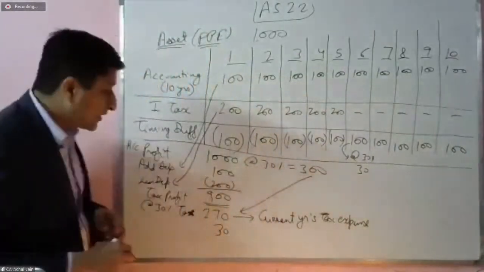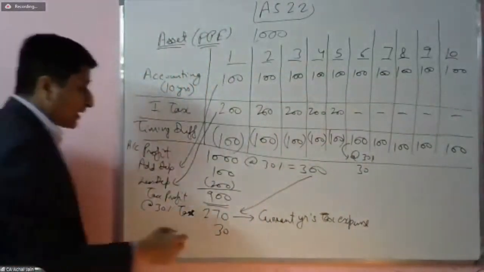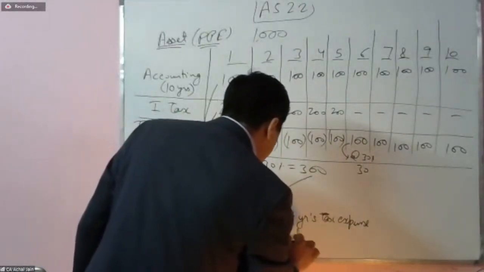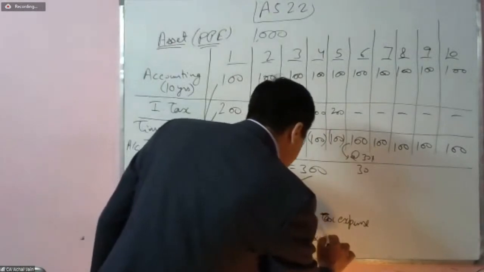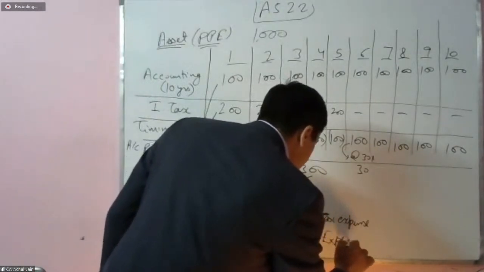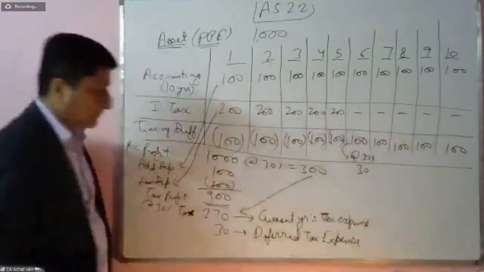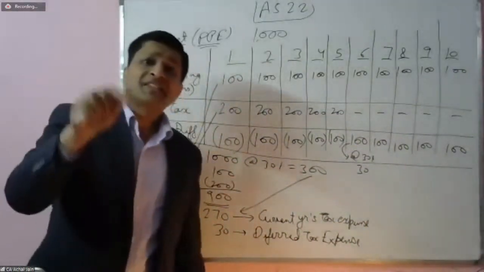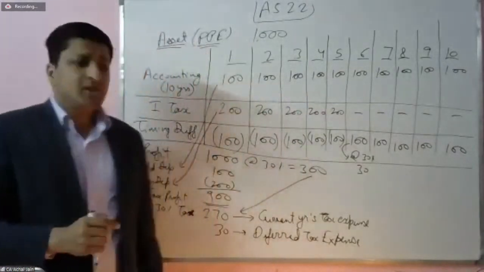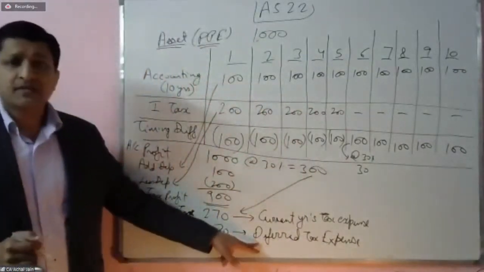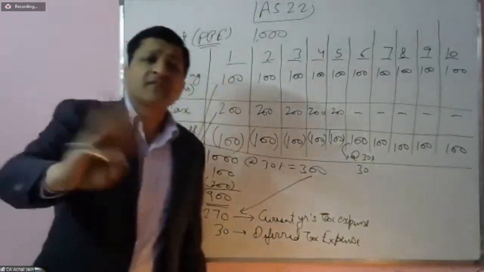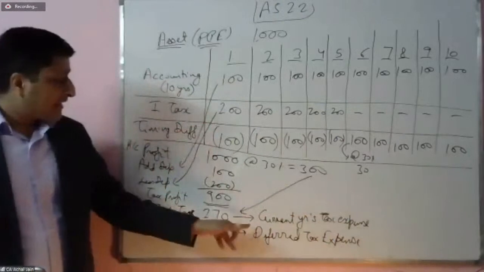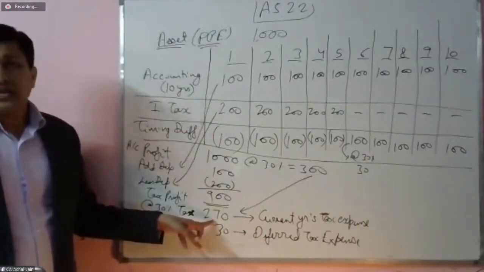And how do you create a provision for the same? By calling this a deferred tax expense. So this is also an expense, but you call this expense by a different terminology, deferred tax expense. Why? Because income tax will not accept this. Income tax will say, I don't accept this, I will take only ₹270 as the tax.